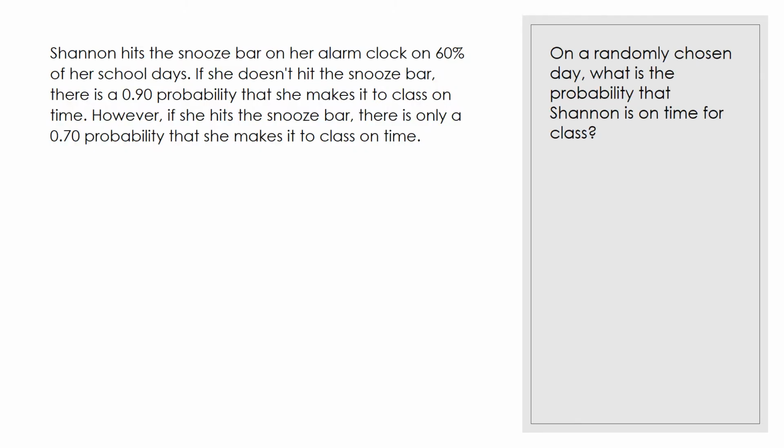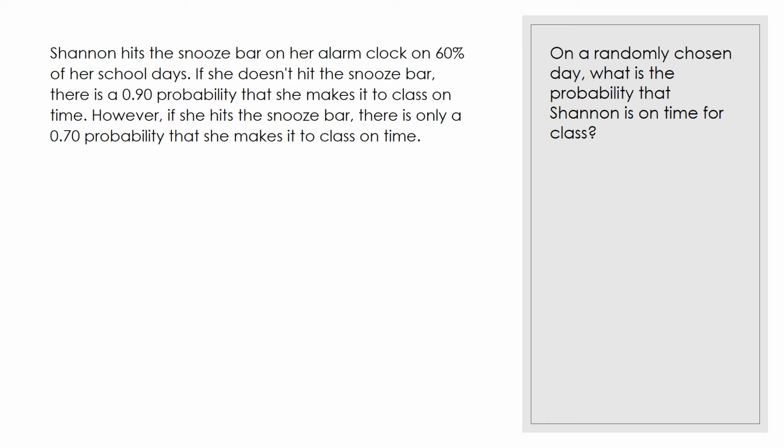Now, let's look at another example. Shannon hits the snooze bar on her alarm clock on 60% of her school days. If she doesn't hit the snooze, then there is a 0.90 probability that she makes it to class on time. However, if she does hit the snooze, there's only a 0.7 probability that she makes it to class on time.